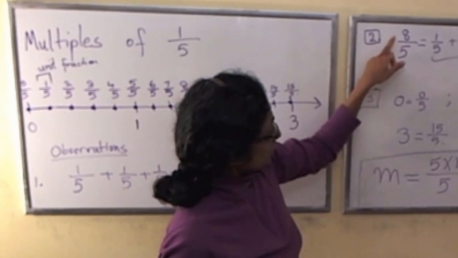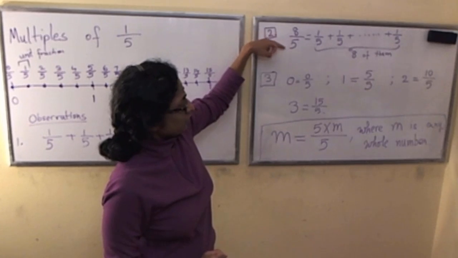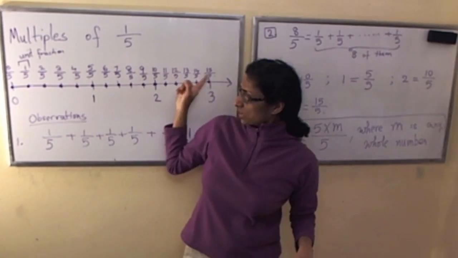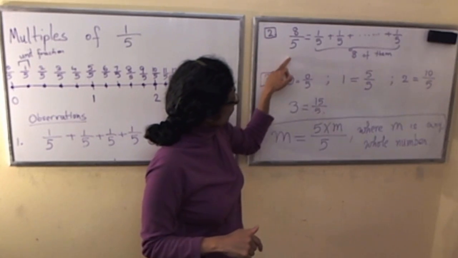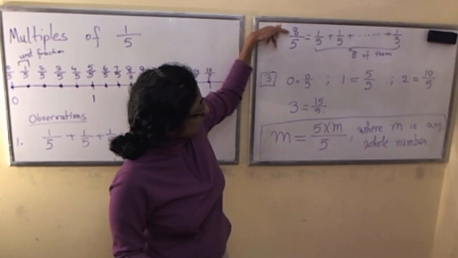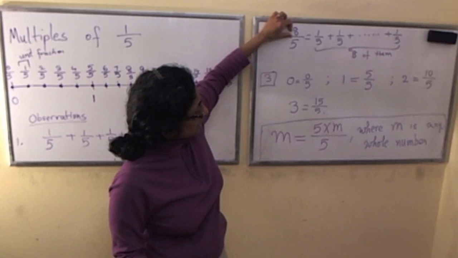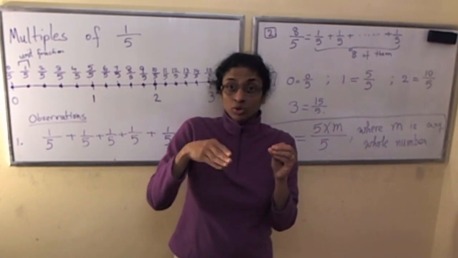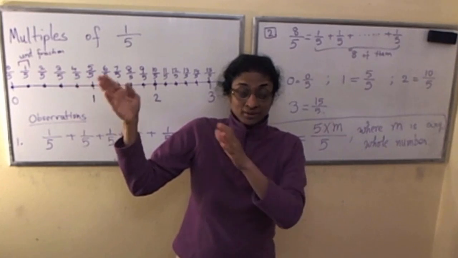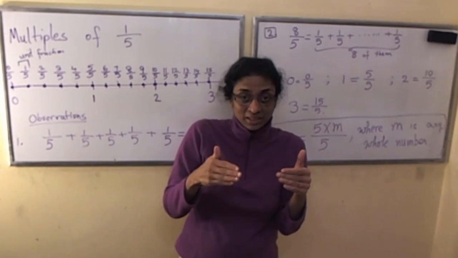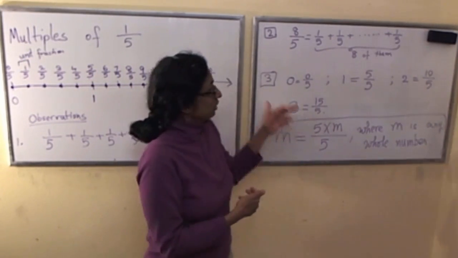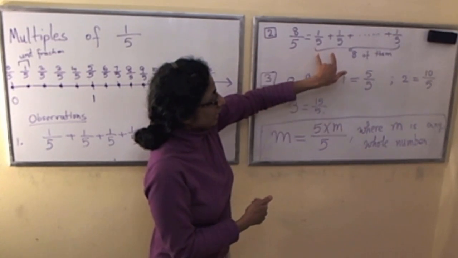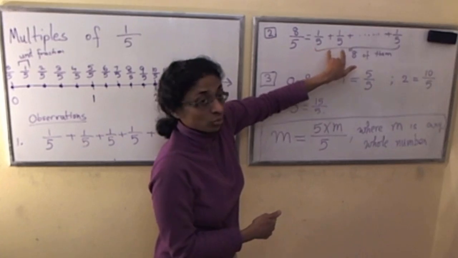And for the second observation, you can pick 8/5, or you can pick as many of these as you can, and I'm just doing it for 8/5. You would want them to see that just like the number 8 is made up of 8 equals 1 plus 1 plus 1 plus, you add 8 number of 1s and you get 8. Similarly, you want them to see 8/5 is made up of adding 8 of those 1/5.